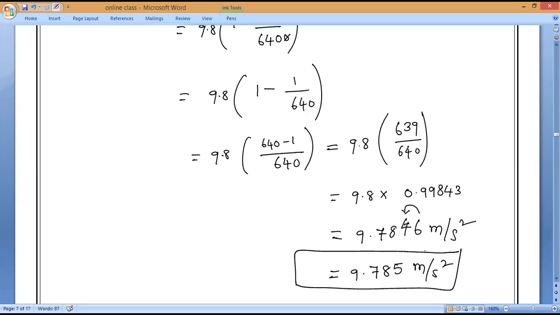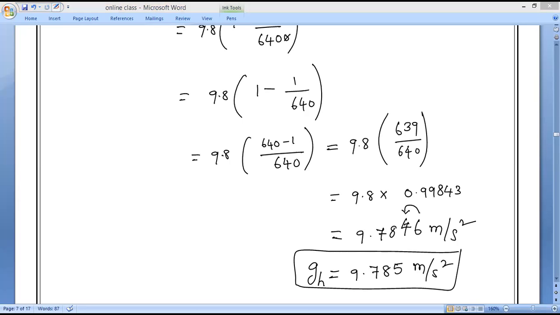So at that height, what is the g value? Anybody? 9.785. Is it approximately 9.8 or not? That is my question. Yes, sir. That is what it is. Are you clear?